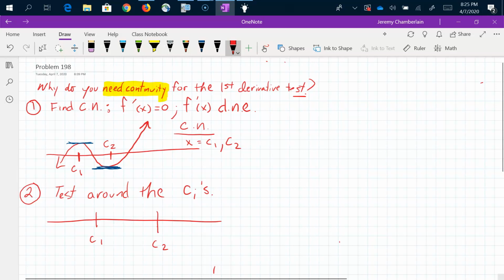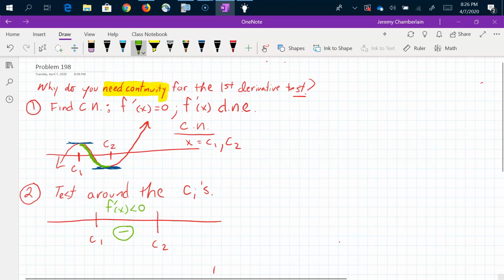And what you're doing is testing the value of the derivative. So between c1 and c2, I'll look at that. Between c1 and c2, the function is decreasing. So it's decreasing, therefore the slope is negative here. So the derivative is less than 0. So in here, f prime of x is less than 0. If you want to, you can call it negative.